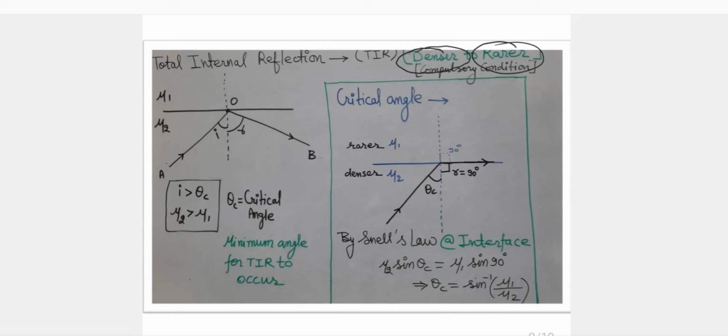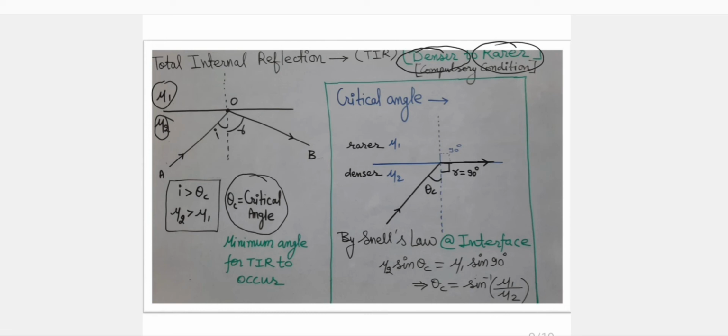Let's consider total internal reflection. Here mu2 is greater than mu1, so the light is traveling from the denser medium to the rarer medium. There is one concept of critical angle, the minimal angle for total internal reflection to occur, the angle above which the light will be fully reflected back into the same medium. So this is the minimum angle for total internal reflection to occur.